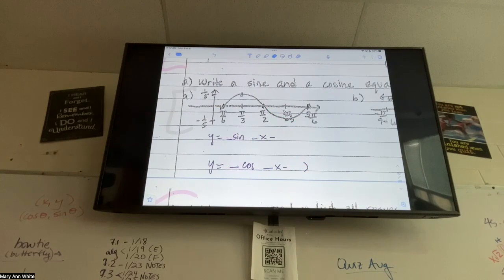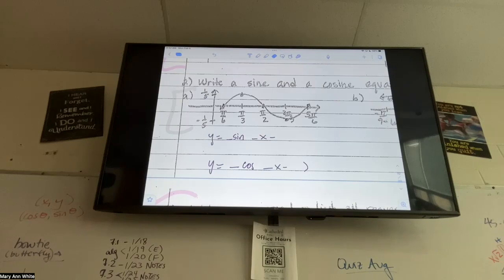So in 2A, I said write the sine and cosine equations for these pictures. So essentially we're going backwards from what we've been used to doing. Normally we go forwards and I give you an equation and you graph that. This time we're going backwards. I'm going to give you a graph and we're going to draw an equation from it.